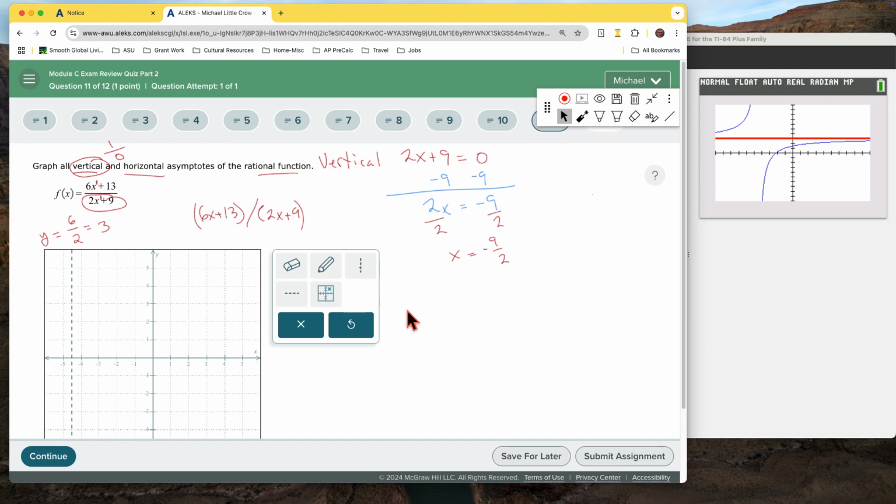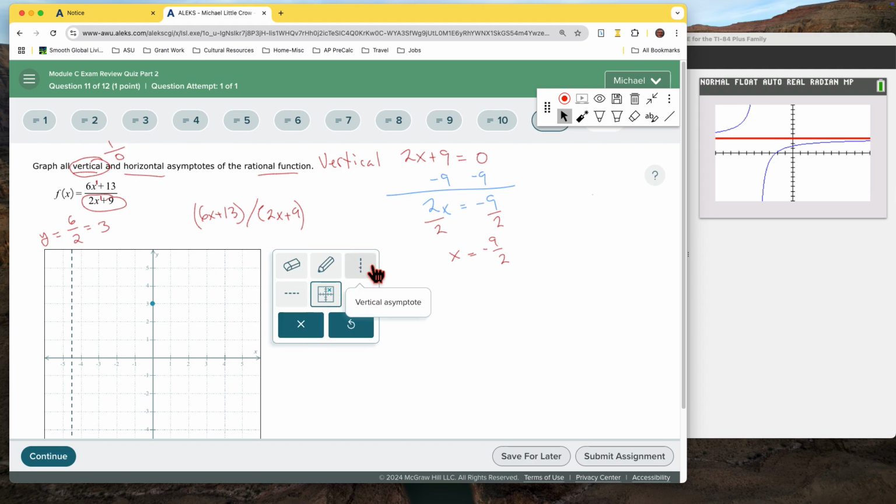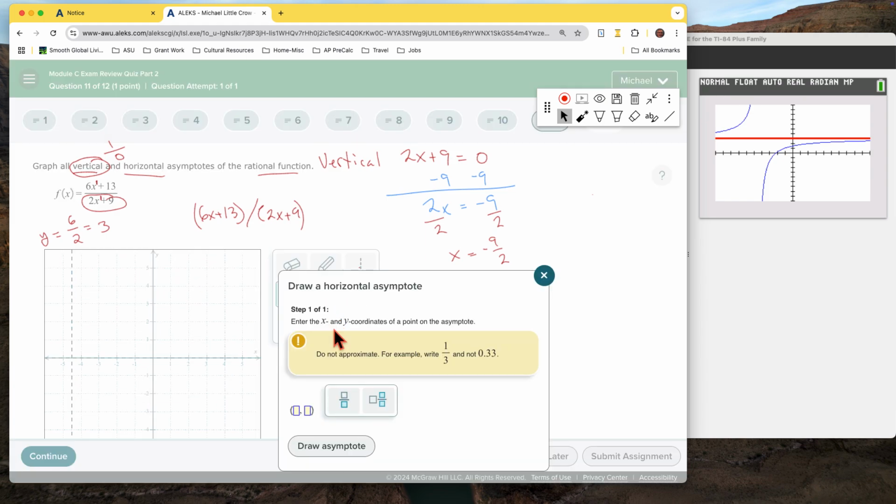And so we come here for our horizontal asymptote, we get that. The y coordinate is 3. The x can be anything we want it to be. How about 0? I shouldn't have gone there. Let's erase that. I want the horizontal asymptote. So I'm going to put in 3 for the y. X can be anything I want. I'll put 0. And there you get your horizontal asymptote.